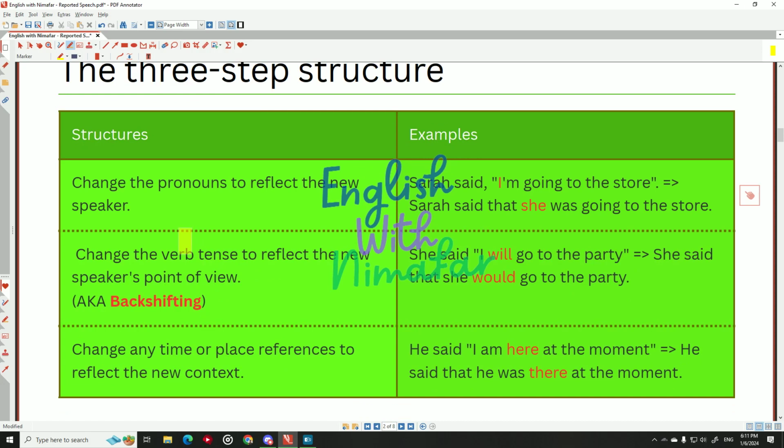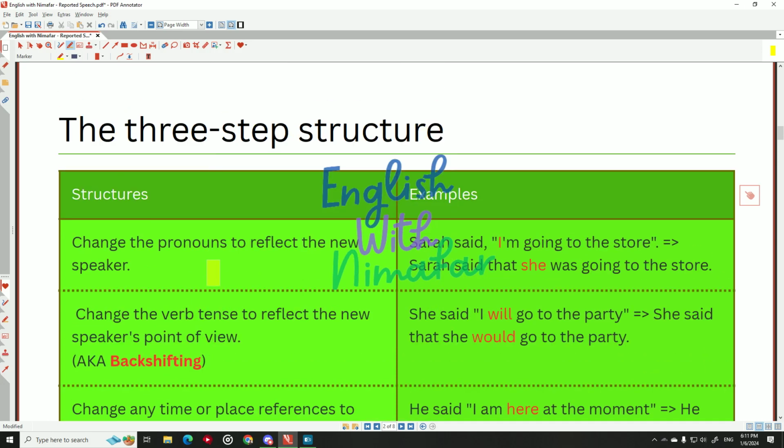So first of all, you should change the pronouns to reflect the new speaker. For example, you say, Sarah said, "I am going to the store." Actually, me, Nimafar, I'm not going to the store for sure. Sarah is going or was going. So I want to change it so it would be easier for you to understand. Sarah said that she was going to the store. We change am. So the past form, we will see. Then we use it for she. She was going to the store.